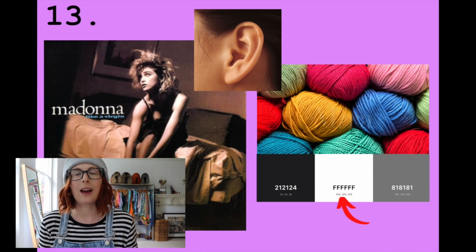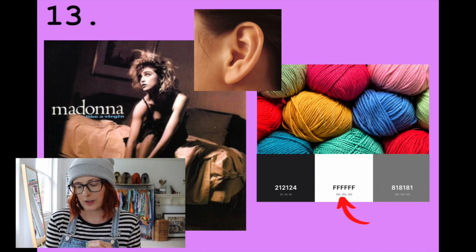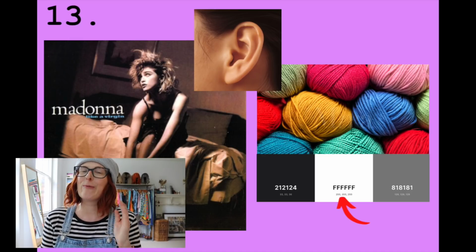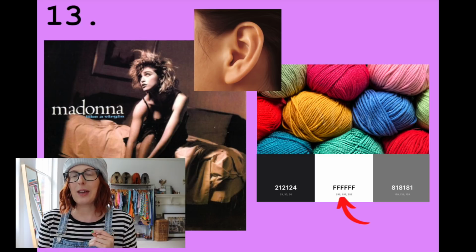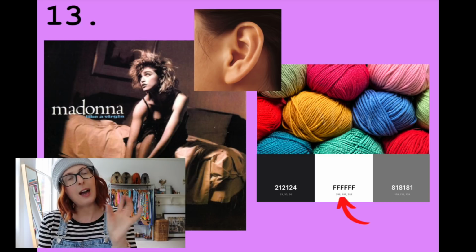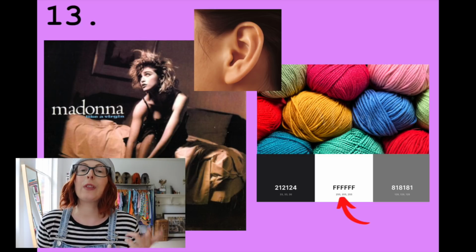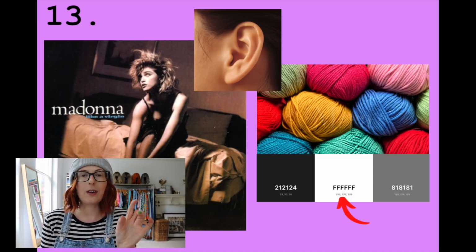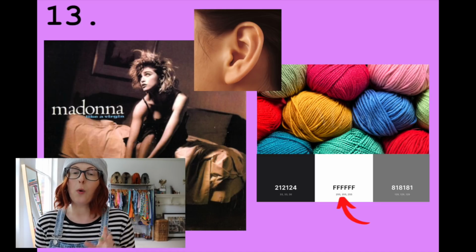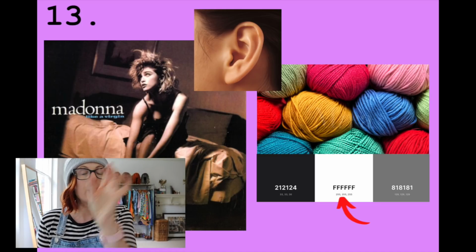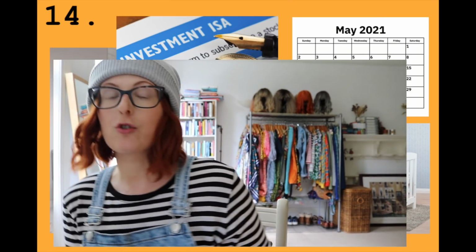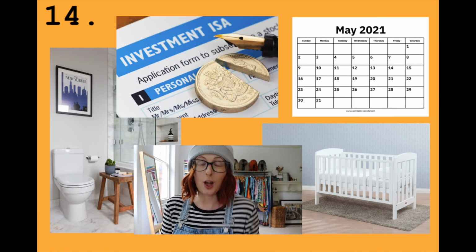Number 13, we have the cover for Madonna's Like a Virgin. Then we have someone's ear, some wool, and then we have the hex code for white, which is 4 Fs. So if we take virgin, ear, wool, and F, Virginia Woolf.